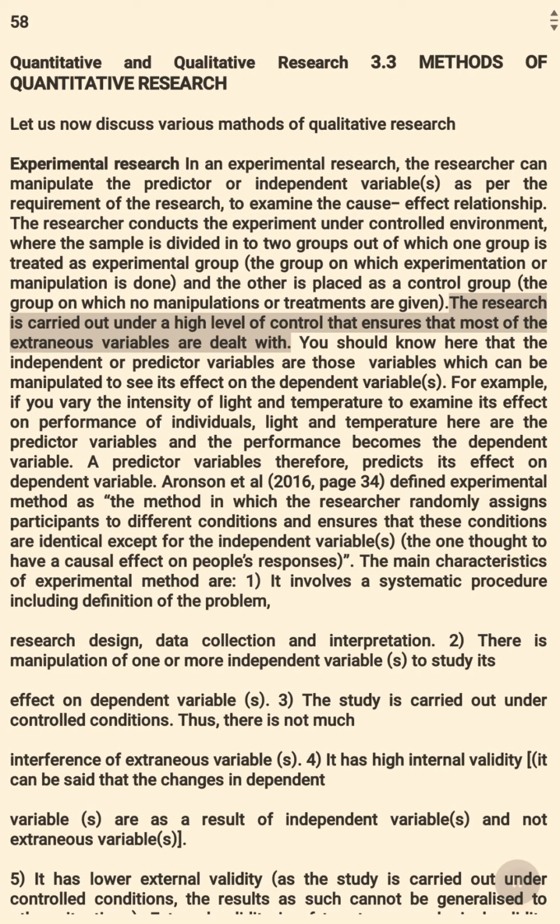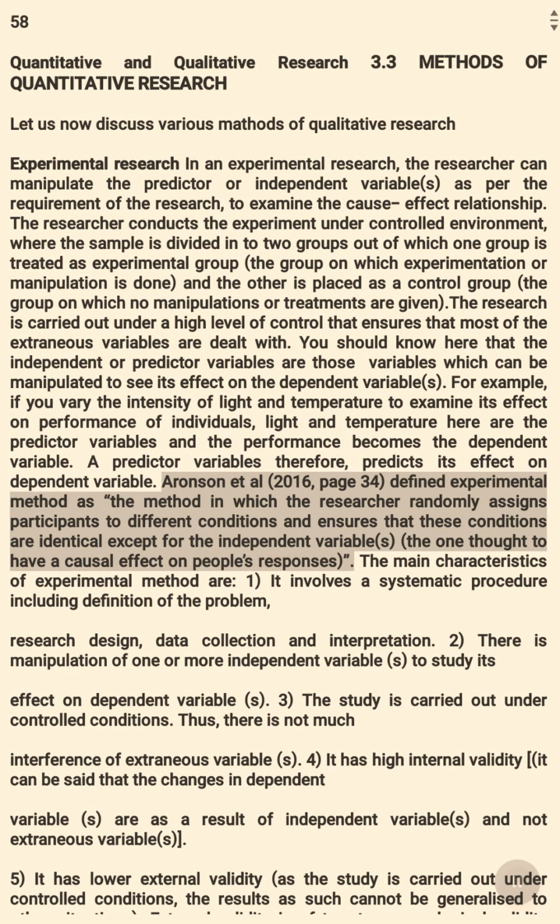dealt with. You should know here that the independent or predictor variables are those variables which can be manipulated to see their effect on the dependent variables. For example, if you vary the intensity of light and temperature to examine its effect on performance of individuals, light and temperature here are the predictor variables and the performance becomes the dependent variable. A predictor variable therefore predicts its effect on the dependent variable.